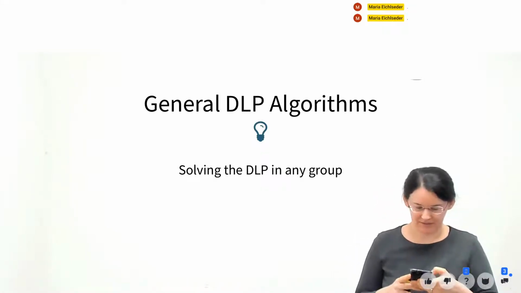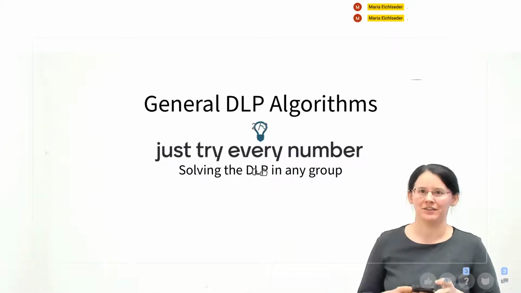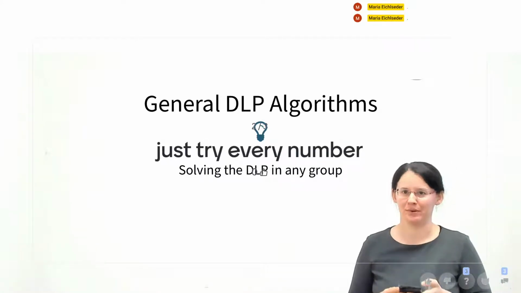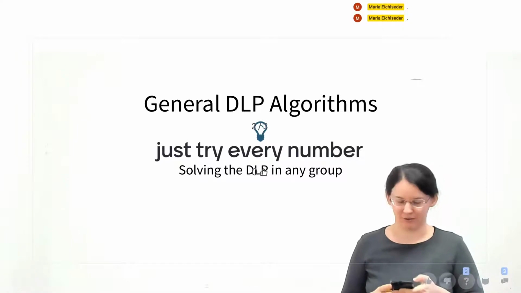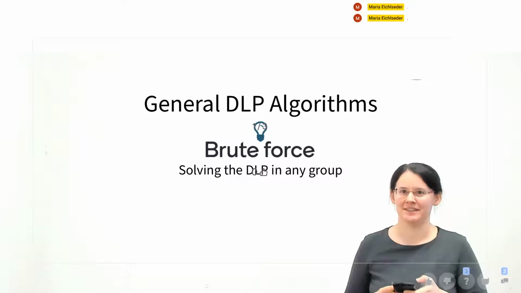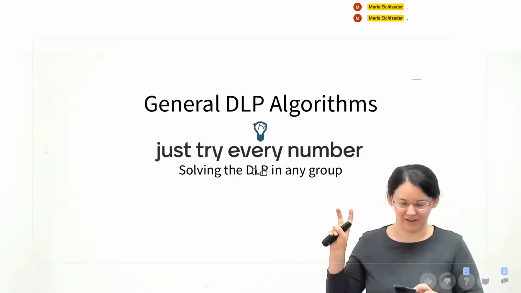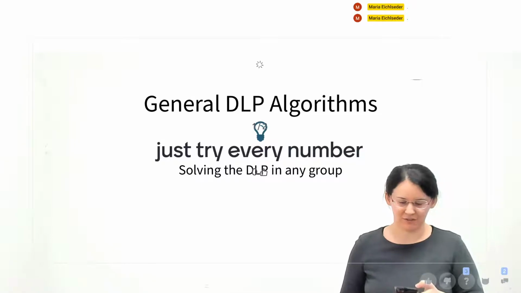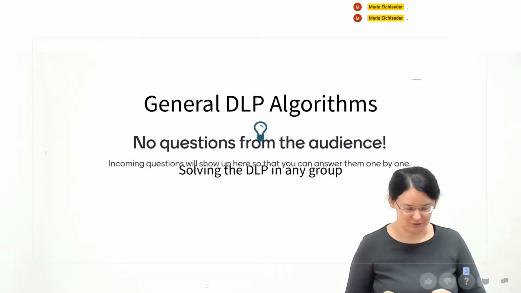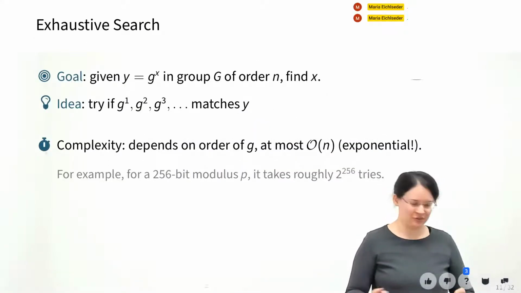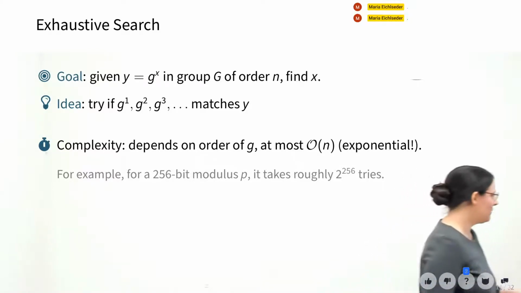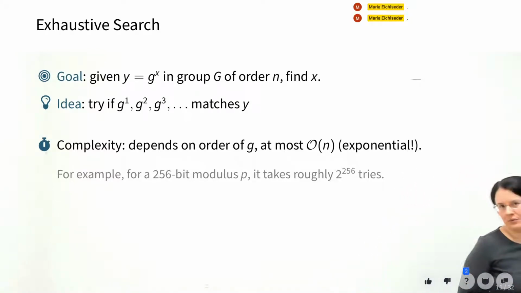So let's see. Oh, we actually have several suggestions. Yes, just try every number, where every number means every possible exponent. And that's exactly the same as the other suggestions that we have here, namely brute force. Thanks for these suggestions. These are exactly the first algorithm that I want to have a look at, just so that we have a base point to start from. So I called it here exhaustive search, but it means exactly what the three of you wrote.